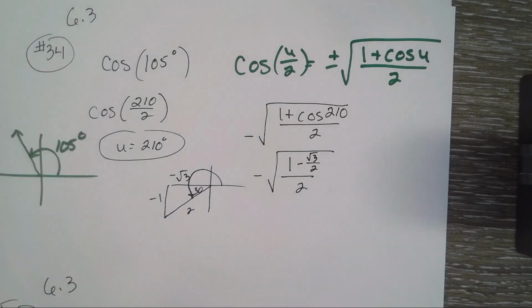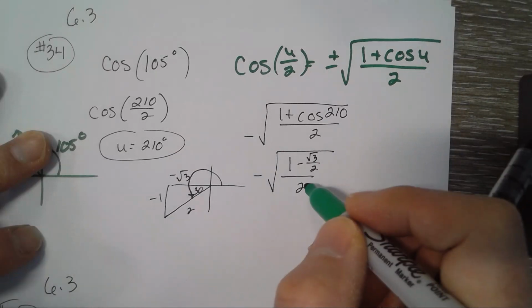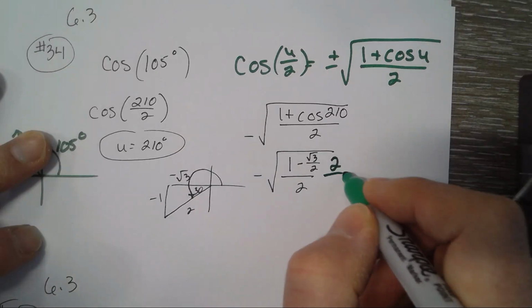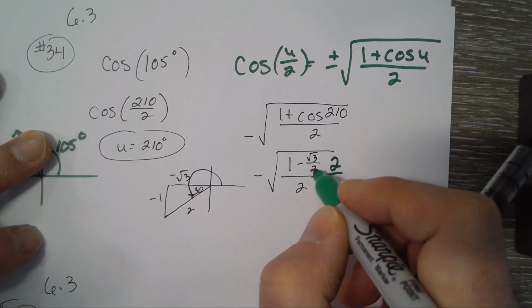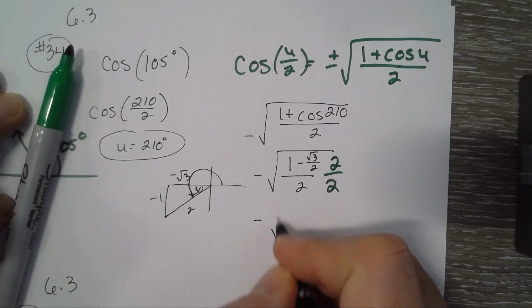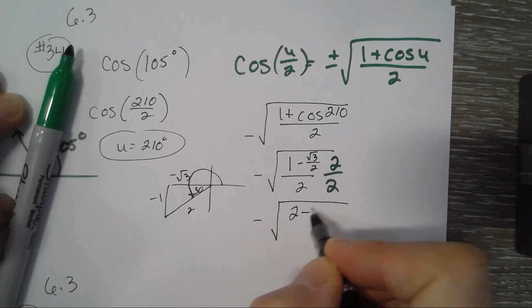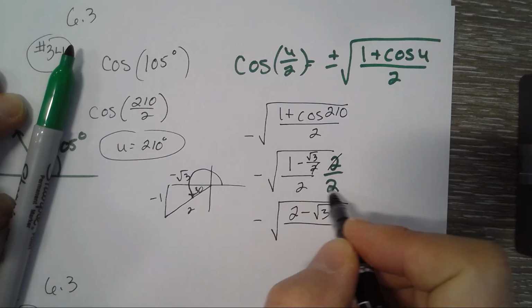We have a fraction with 2 in the bottom inside of another big fraction inside of a square root, so I'll multiply the top and bottom by 2. That'll eliminate that smaller fraction. So we have negative square root. Distributing the 2 on top, I get 2 minus the square root of 3, over 2 times 2, which is 4.